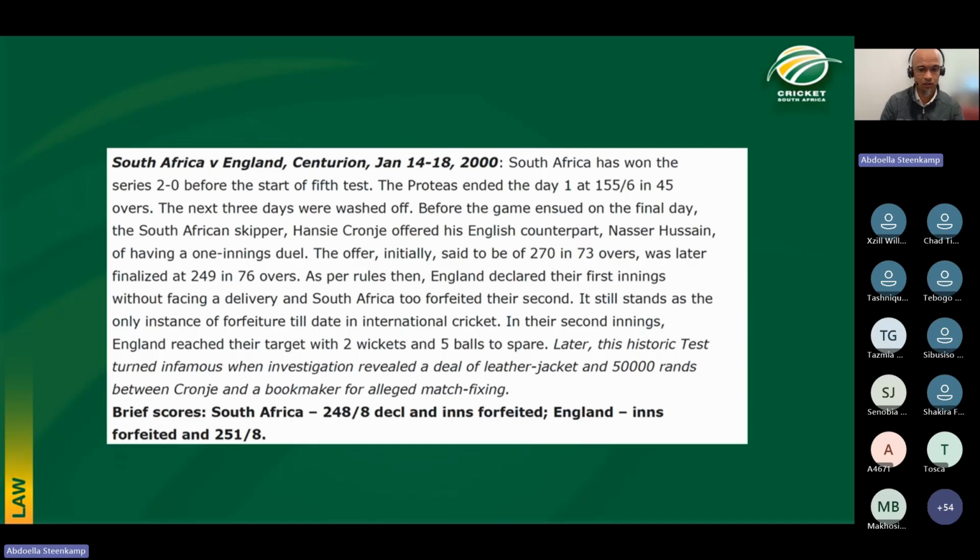England then had to chase 249 in a certain number of overs, 76, and they got the total. But afterwards, it was actually found out that Hansie Cronje was speaking to certain bookmakers, and this match was fixed. So this game was actually scrapped from the record books. So the only forfeit in Test match cricket so far, but it was also scrapped from the record books due to alleged match fixing between the then skipper of South Africa and a bookmaker.